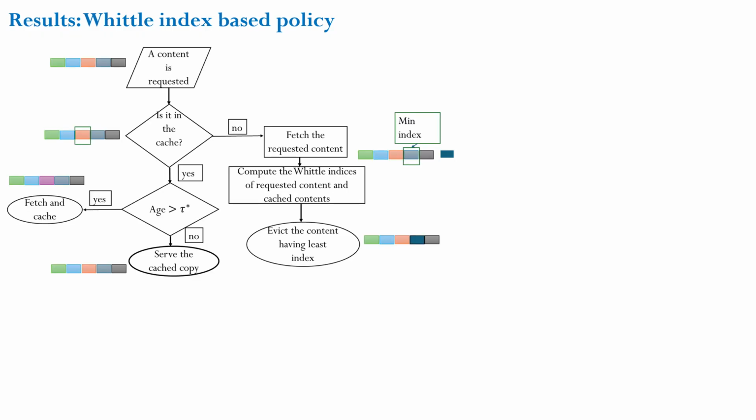Now we consider a Whittle index based policy. The policy is like this: suppose a content is requested, first you look if it is in the cache. If it is in the cache, then you look at how long the content has been there. If it exceeds some threshold, you fetch and serve. Otherwise, you serve the stale version. Suppose the content is not in the cache, then you fetch the requested content, and then you compute the Whittle indices of all contents, and whichever has the minimum index you evict it.